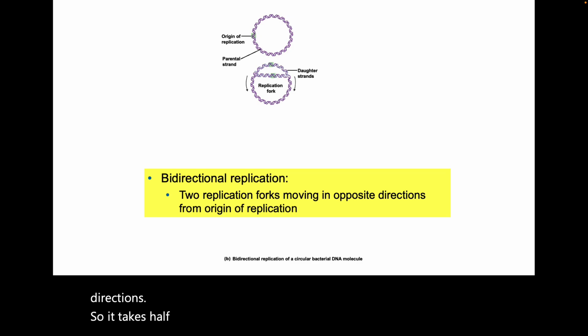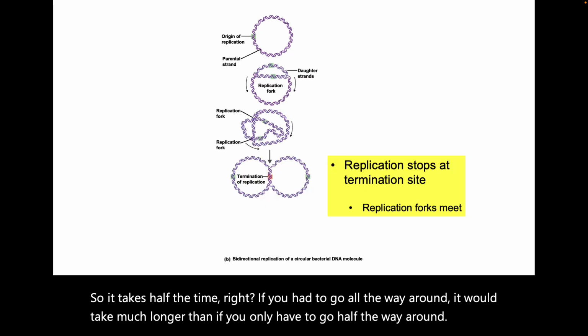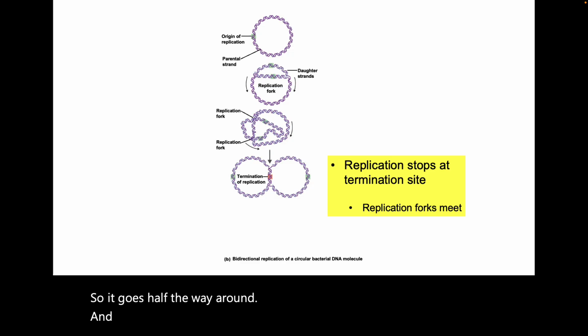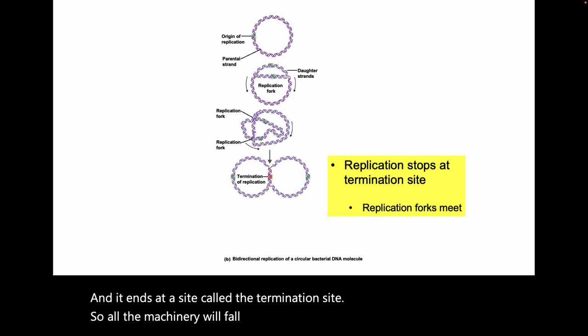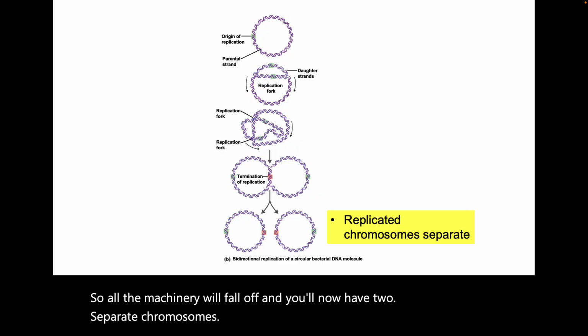If you had to go all the way around, it would take much longer than if you only have to go half the way around. So it goes half the way around, and it ends at a site called the termination site. So all the machinery will fall off, and you'll now have 2 separate chromosomes. Bidirectional replication.